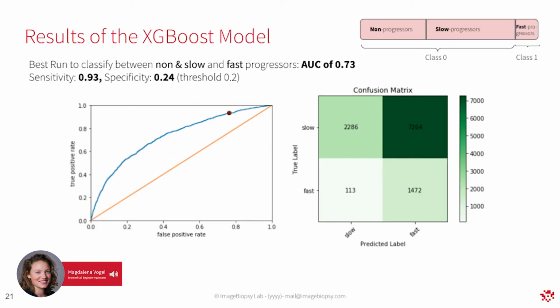So the other experiment we made was when we included the non-progressors. Here we had a larger class 0 and the same amount of class 1 images or patients. Here we could achieve a higher AUC of 0.7 because, on one hand, we had more data to train with, and as well the difference between the non-progressors and the fast progressors is higher than just between slow and fast progressors. So it's easier to classify.